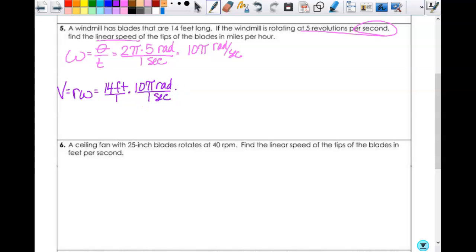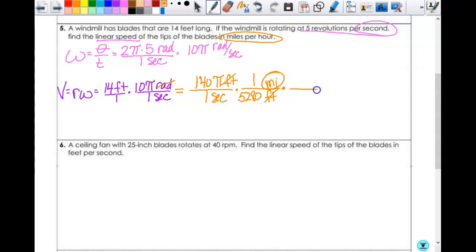Okay. So then, remember that the radians just cancel out there. And so this is going to equal 140 pi, oh my gosh, pi, feet for every 1 second. Do I want this in feet per second? No, I do not. I want it in miles per hour. So I'm going to change my feet to miles. Feet goes in the denominator, miles go in the numerator. How many feet a mile? 5,280. Feet cancel out. I'm good. I got miles.